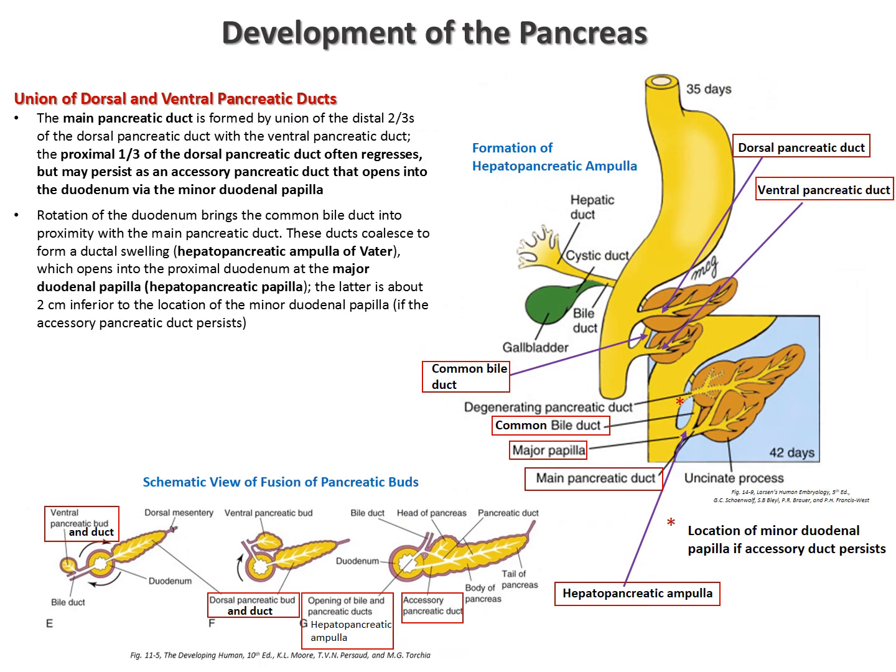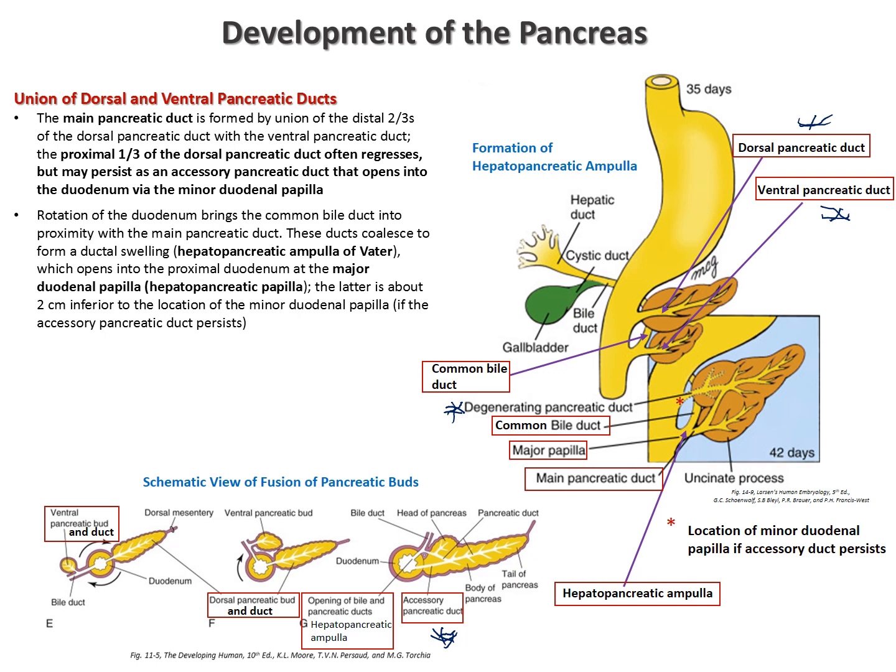This slide describes the fates of the duct systems within the ventral and dorsal pancreatic buds. The main pancreatic duct is formed by the union of the distal 2/3 of the dorsal pancreatic duct with the ventral pancreatic duct. The proximal 1/3 of the dorsal pancreatic duct often degenerates or regresses, but may persist as an accessory pancreatic duct that opens into the duodenum via the minor duodenal papilla.